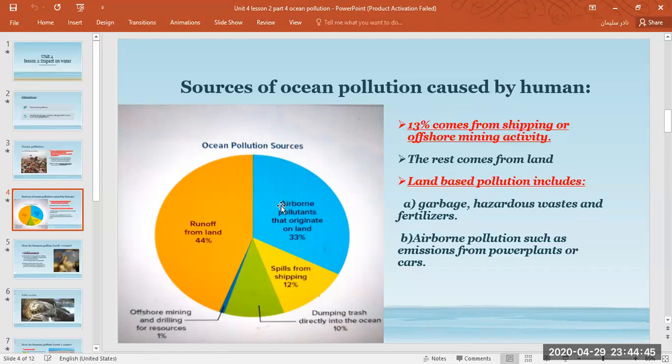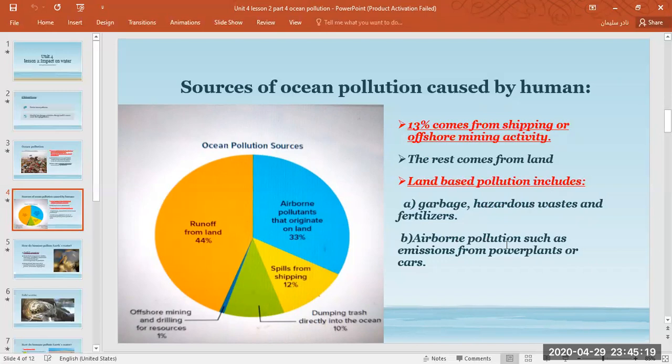The other percentages are runoff from land, airborne pollutants that originate on the land, and dumping trash directly into the ocean. These all come from the land, right? They all come from the land and reach the ocean and cause its pollution. Land-based pollution includes garbage, hazardous waste, and fertilizers. These come from the land and go to the ocean.